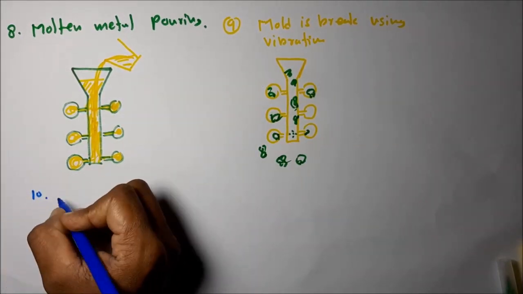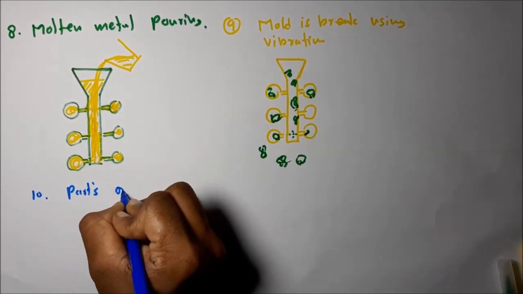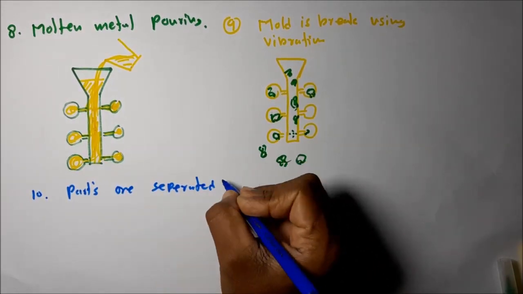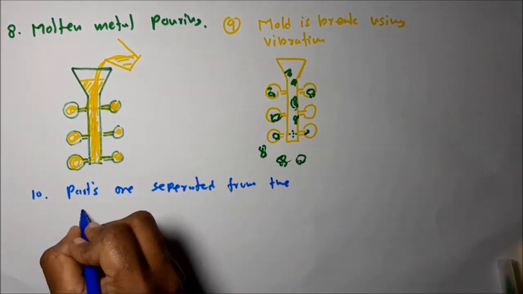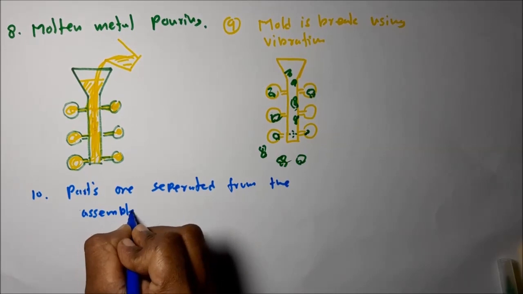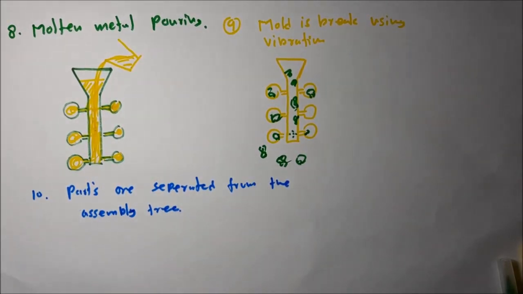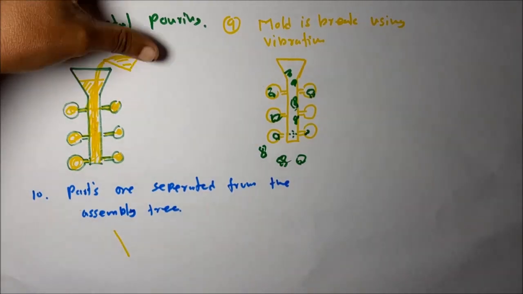So then the last step, step 10. The parts are separated from the assembly tree. Okay, parts are separated from the assembly tree. That means the parting operation. The parting operation is used to separate these parts.